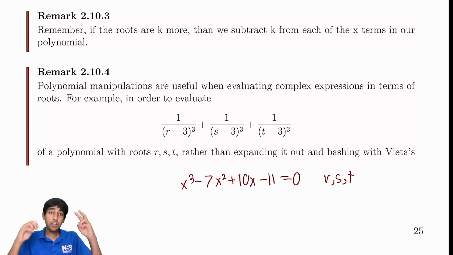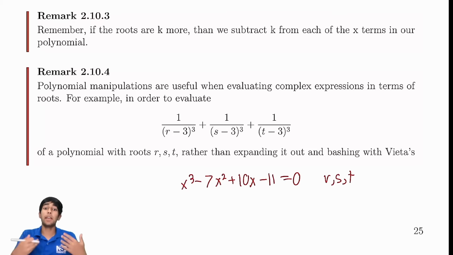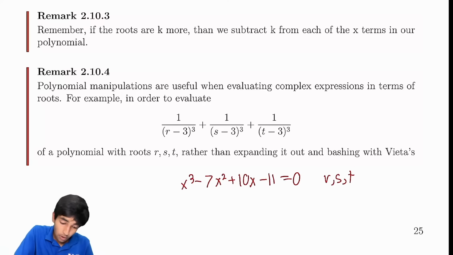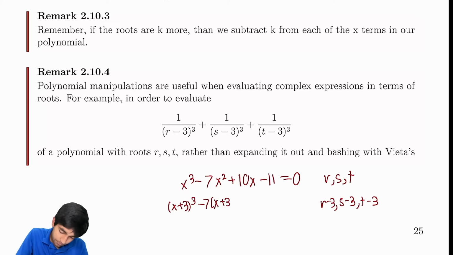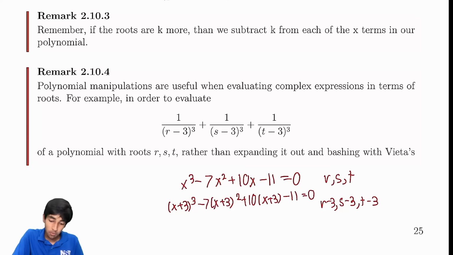So we're going to do this with a few polynomial manipulations. To start off, we're going to find a new polynomial which instead has roots r minus 3, s minus 3, and t minus 3. And this is pretty simple. We just plug in x plus 3 over here. And this gives us our new polynomial, which has roots that are all 3 smaller.